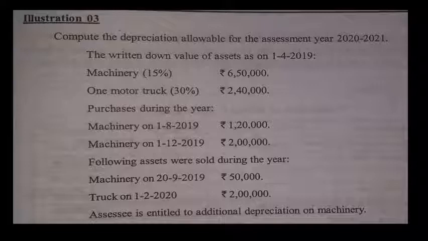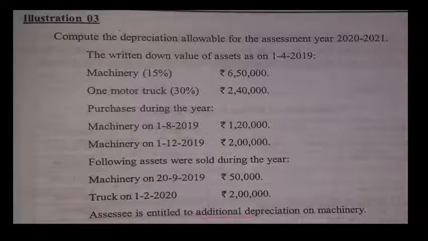It was used for more than 180 days. And another machinery purchased on 1st December 2019 and cost was rupees 2 lakh. So there are two purchases of the same block which comes under machinery. And the following assets were sold during the year. Machinery on 20th September 2019, 50,000, and truck on 1st February 2020, it was sold for rupees 2 lakh. SSC is entitled to additional depreciation on machinery.